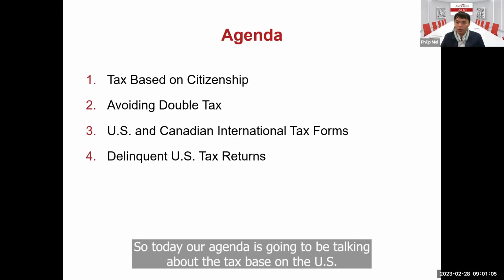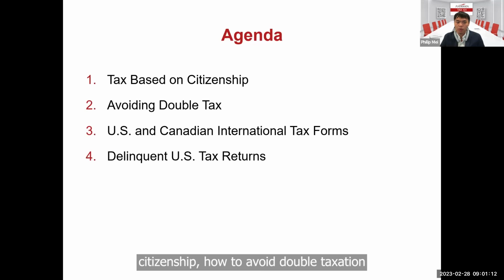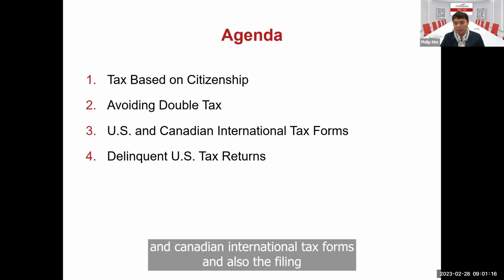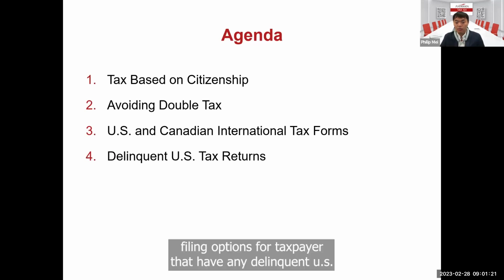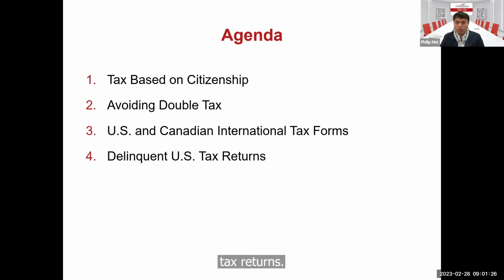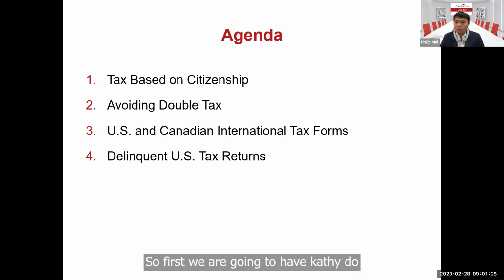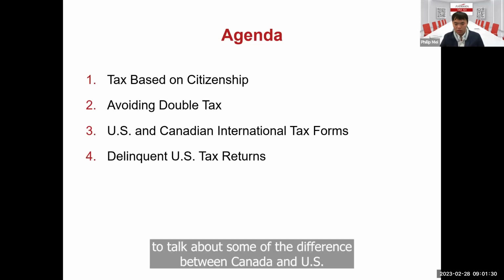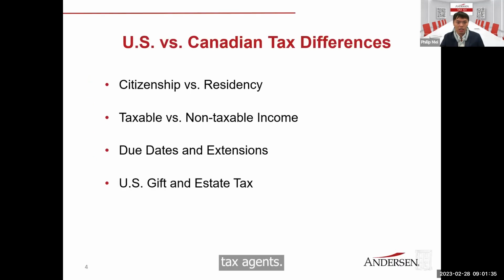So today, our agenda is going to be talking about the tax based on US citizenship, how to avoid double taxation, some of the commonly seen US and Canadian international tax forms, and also the filing options for taxpayers that have any delinquent US tax returns. So first, we're going to have Kathy talk about some of the differences between Canada and US taxation. Thank you so much, Philip.